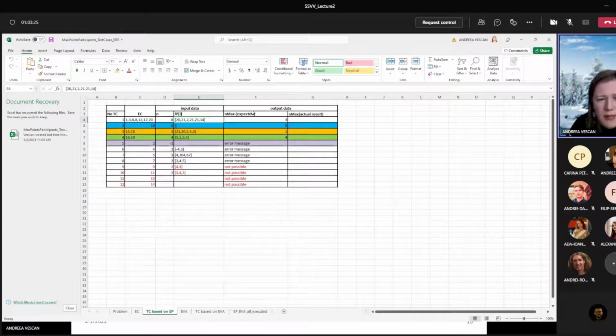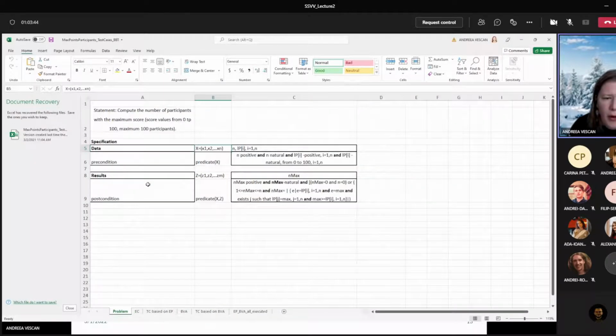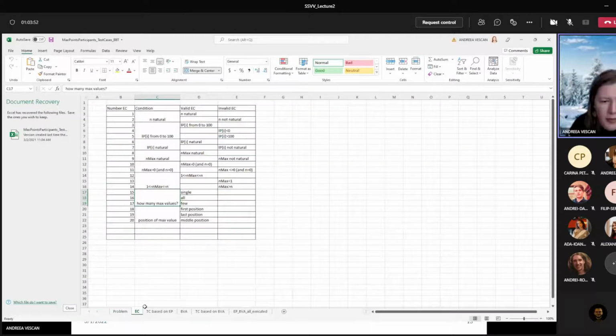After we have designed the test cases, you can see that it's also possible that some of the test cases that we have designed could not be implemented. It's because when we talk about the conditions, we also start from the output, and sometimes the output could not be, let's say, created on purpose wrongly.